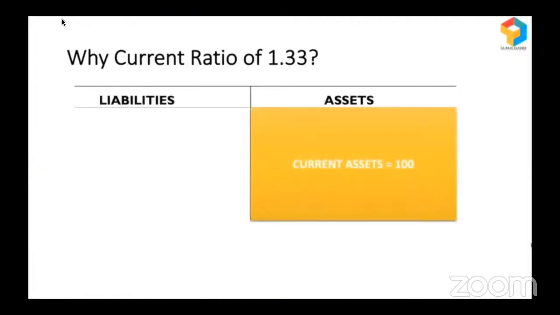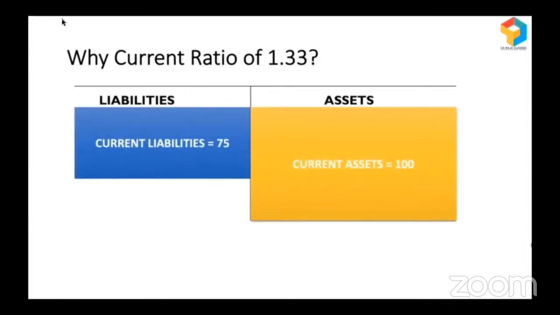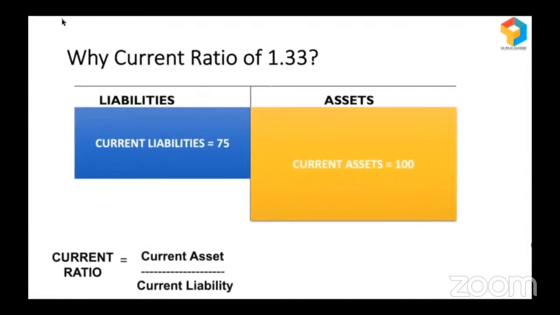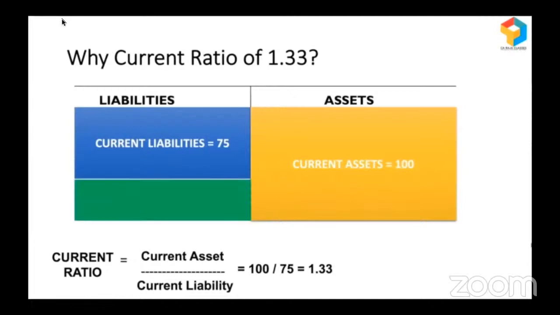Let's say I have current assets of 100 million and current liabilities of 75 million. With this information, if I calculate the current ratio, it is current assets by current liabilities, 100 by 75, so it is 1.33. So what I can infer is, when my current ratio is 1.33, it means 75% of the current assets are funded by current liabilities. And what is even more important is the remaining 25% of the current assets, that is current assets minus current liabilities, are funded by long-term funds. We technically call this net working capital.